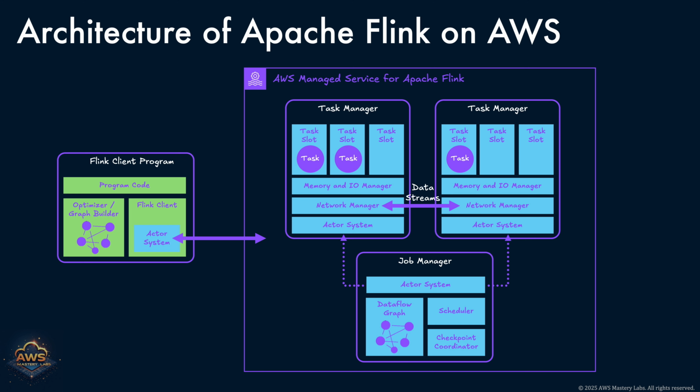Distributed across the cluster are the task managers, the worker nodes that actually execute the tasks defined in your data flow graph. Each task manager contains multiple task slots, allowing it to run several tasks in parallel. Under the hood, each task manager also includes components like the memory and I/O manager, a network manager for inter-task communication, and its own actor system to communicate with the job manager.